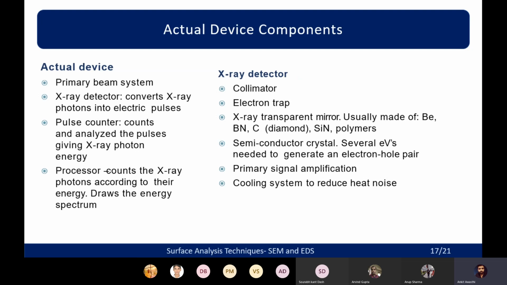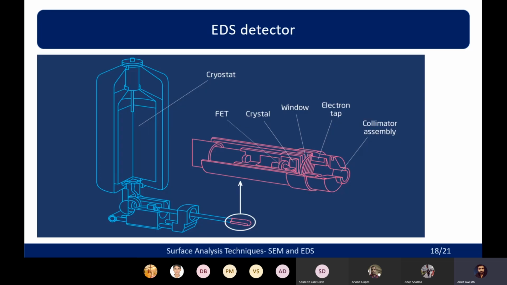So this cooling system is very important in the case of this analysis. Here you can see that this is the EDS detector. This complete thing is actually the cooling system, and this small thing that you are seeing is the actual EDS detector. Generally in our campus we use liquid nitrogen for performing the cooling.